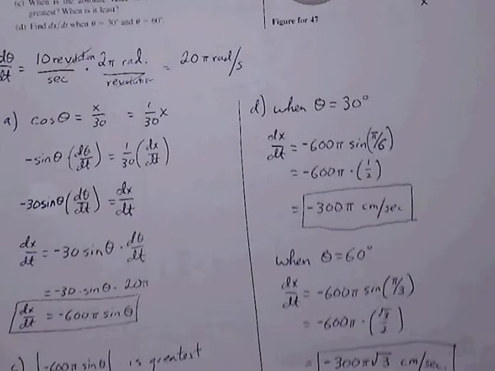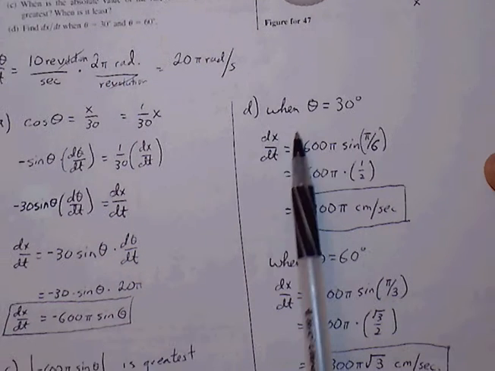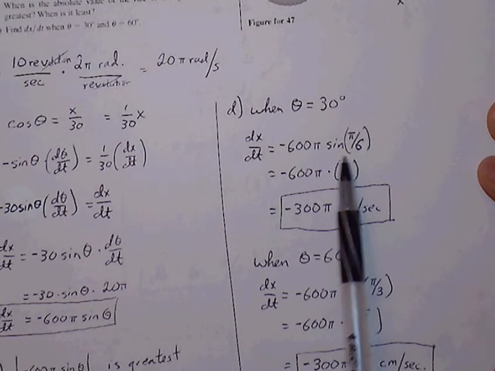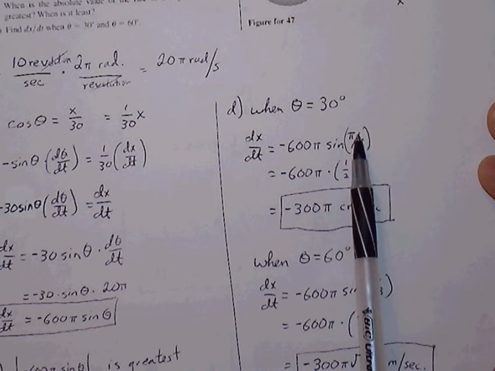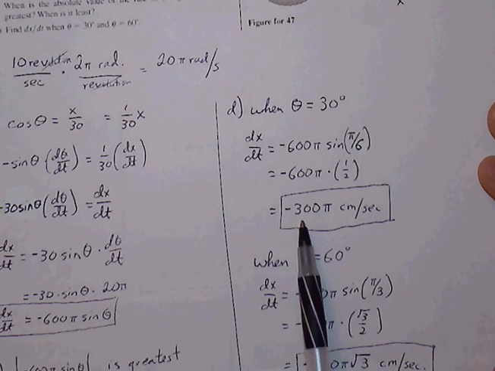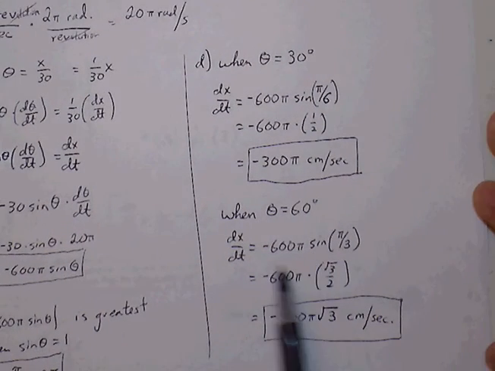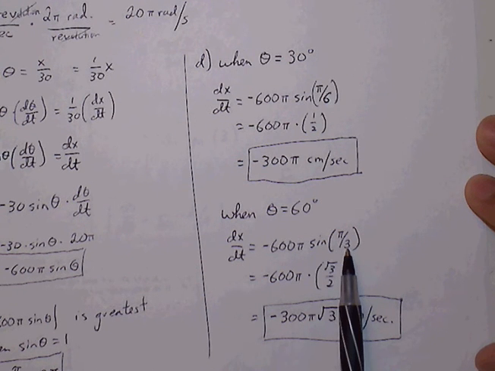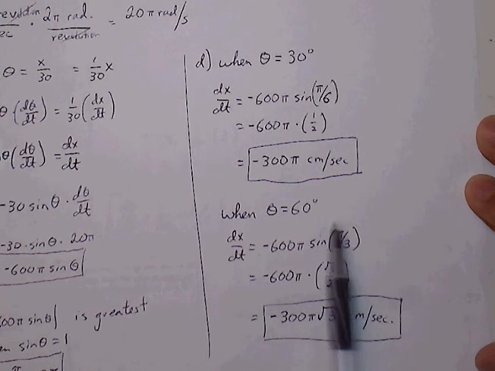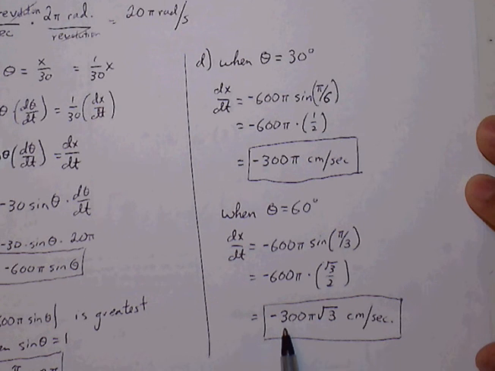Part D, find dx/dt when theta is equal to 30 degrees and when theta is equal to 60 degrees. When theta is 30 degrees, we can replace theta with pi over 6. We know sine of pi over 6 is 1/2. So dx/dt will simply be negative 300 pi centimeters per second. And when theta is 60 degrees, we can plug in pi over 3 for theta. Sine of pi over 3 is square root of 3 over 2. Negative 600 pi times root 3 over 2 is negative 300 pi root 3 centimeters per second.